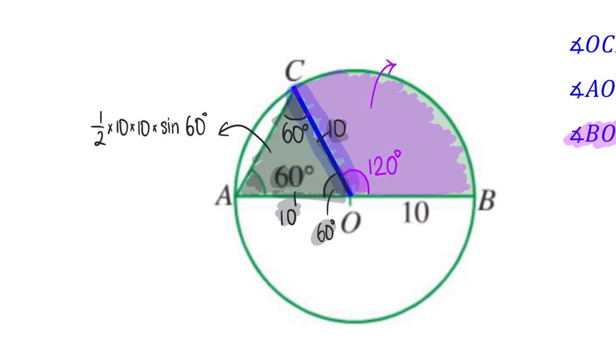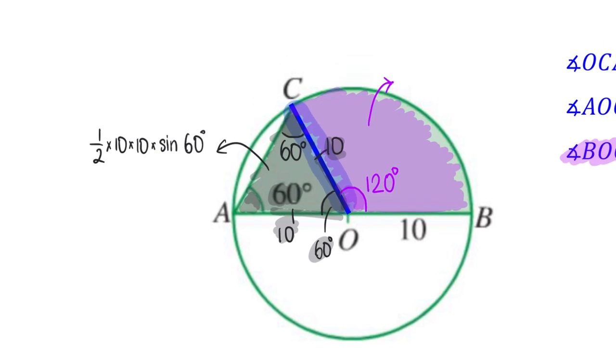And for the area of this sector, since I already know it's 120 degrees as the angle at the center, I just need to divide by 360 multiplied by pi r squared, and I also know the radius. Radius is 10. And I just need to add these two together.